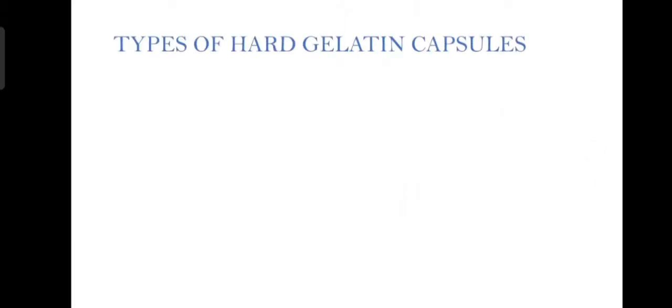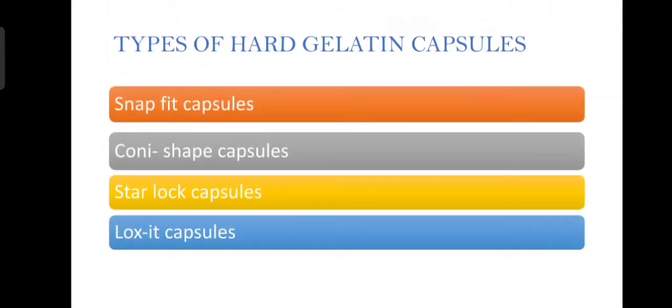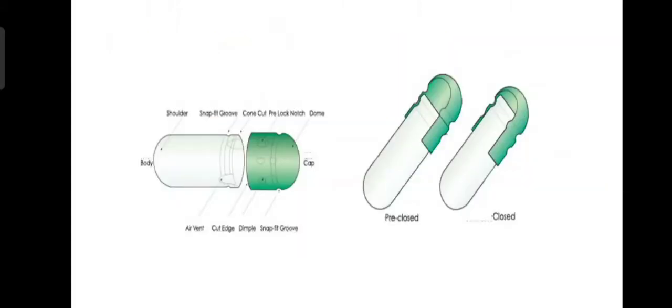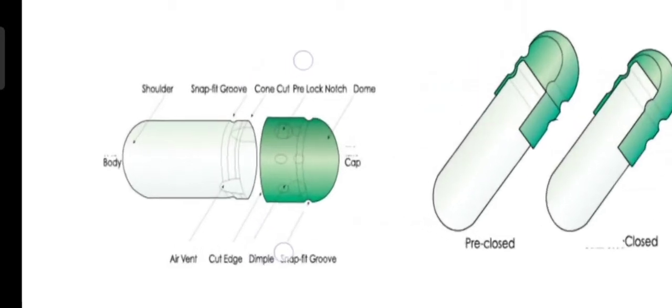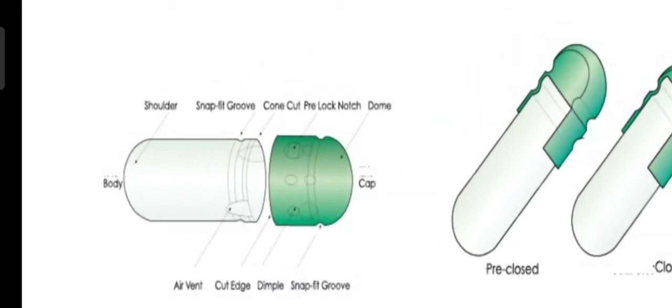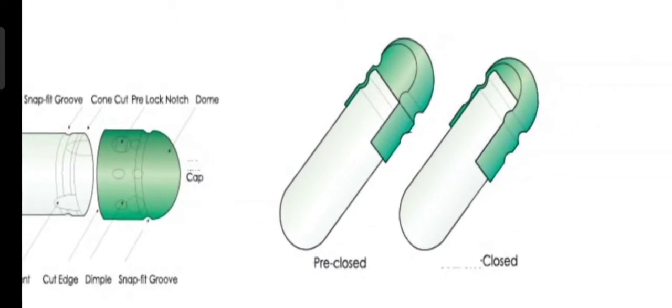Types of hard gelatin capsule. There are generally 4 types of hard gelatin capsule. The first one is snap fit capsule, the second one is cone shaped capsule, the third one is star lock capsule, and the fourth one is locked capsule. In this diagram, we can see different parts of the capsule: body, shoulder, snap fit groove, cone cut, pre-lock notch, dome, cap, air vent, cut edge, dimple, snap fit groove. We can also see the pre-closed and closed view of the capsule.